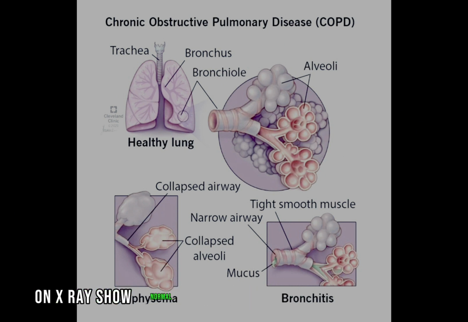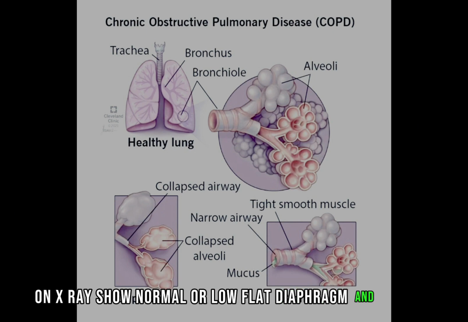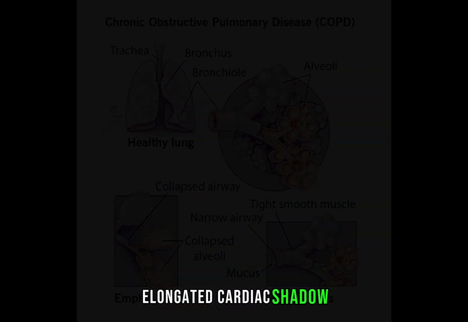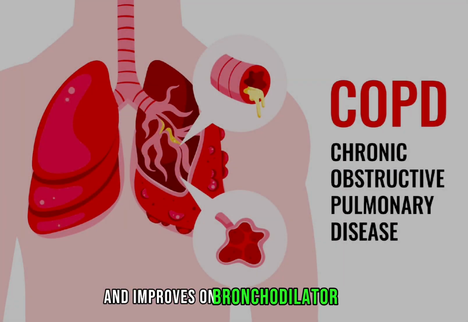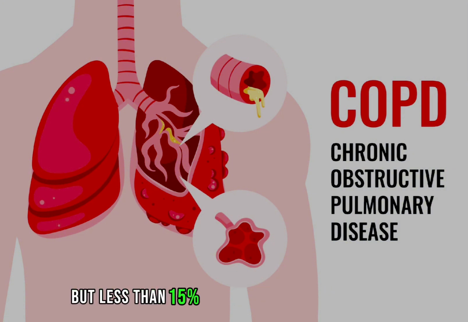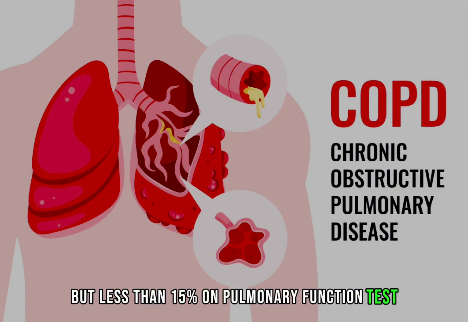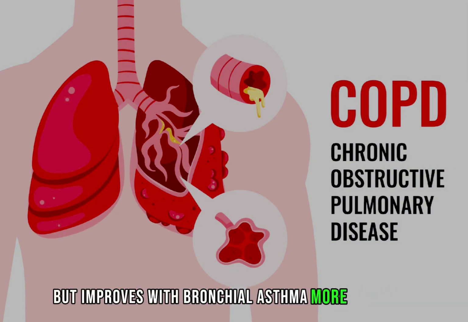On X-ray it shows normal, or low flat diaphragm, and narrow elongated cardiac shadow. And it improves on bronchodilator test, but less than 15% on pulmonary function test, but improves with bronchial asthma more than 15%.